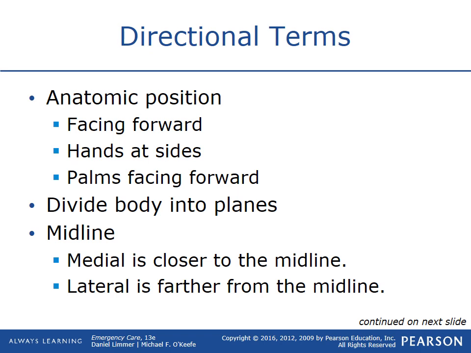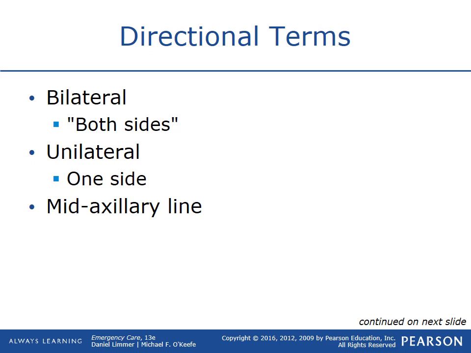Now, if you look at that line, anything that would be closer to that imaginary line is called medial. Anything that's more towards the side is called lateral, so it's farther from the midline. Bilateral would be termed on both sides, and unilateral would be one side.